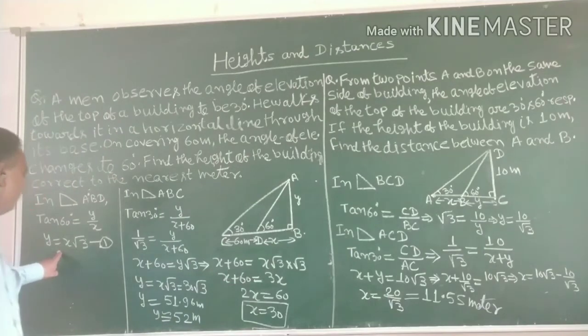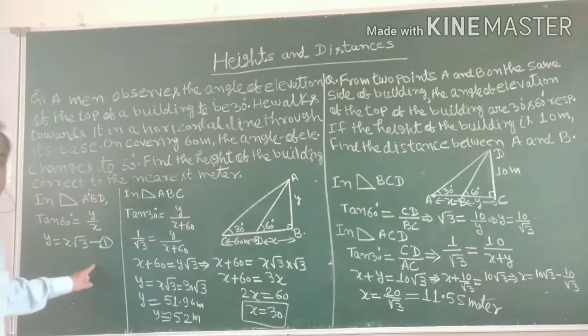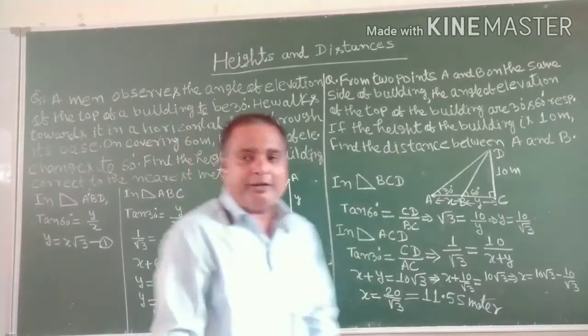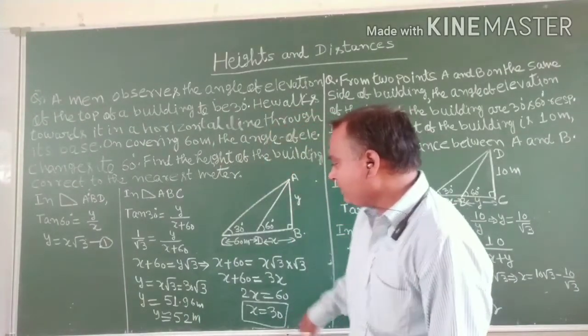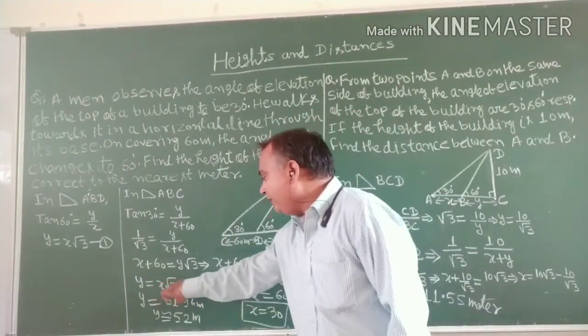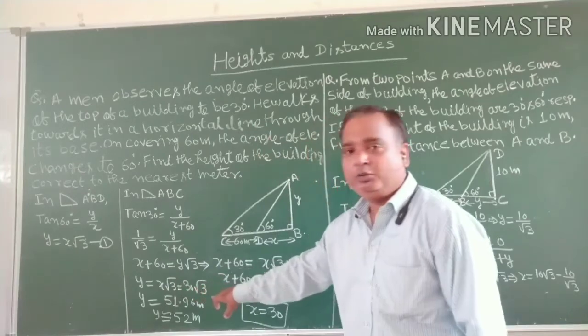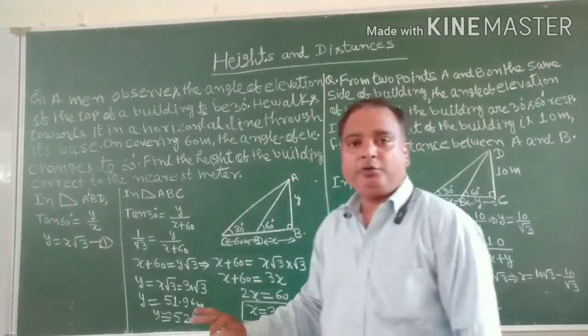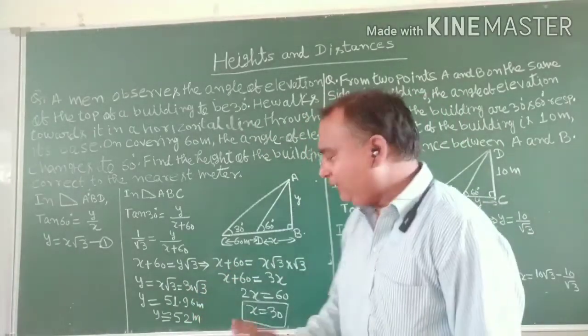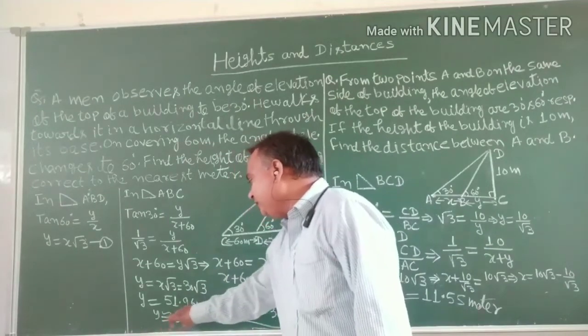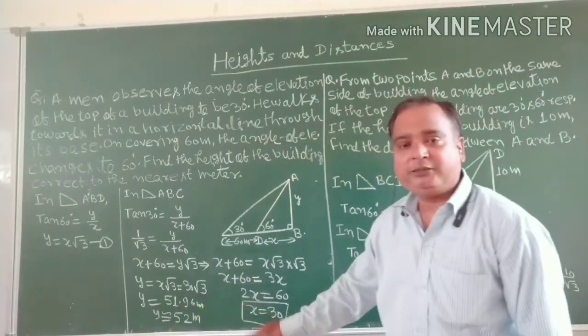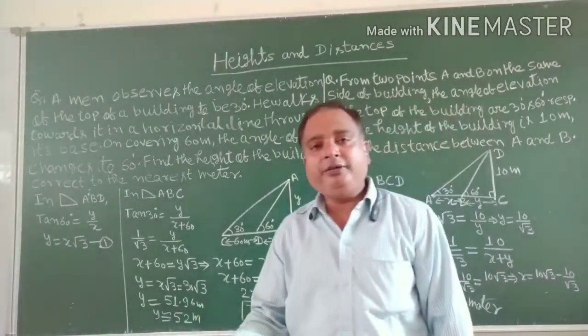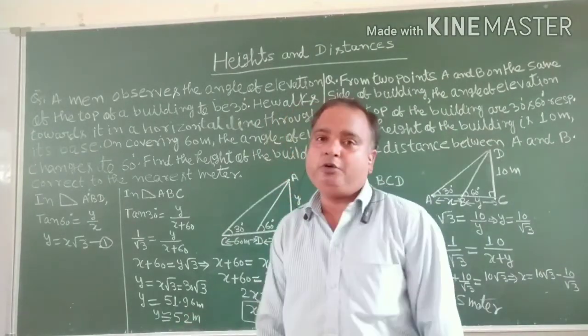Our equation number 1, that is Y equal to X root 3. So put the value of X equal to 30. So we write Y equal to X root 3, that is 30 root 3. When you put the value of root 3, that is 1.73, the value of Y is 51.96 meter, or approximately we can write 52 meters.